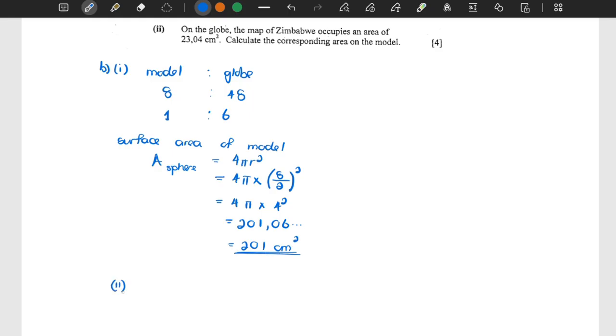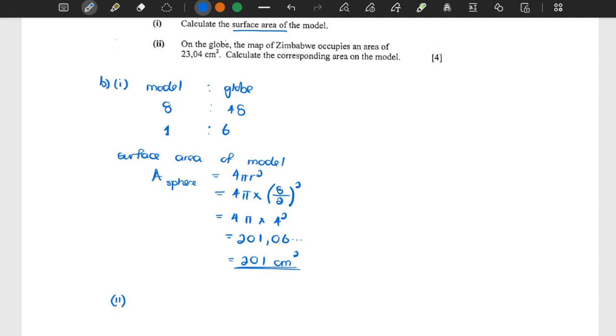Part 2 now is the one where it says, on the globe, the map of Zimbabwe occupies an area of 23.04 centimeters squared. Calculate the corresponding area on the model. So again, for our scales, we have model and globe. We found that it's 1:6, right?